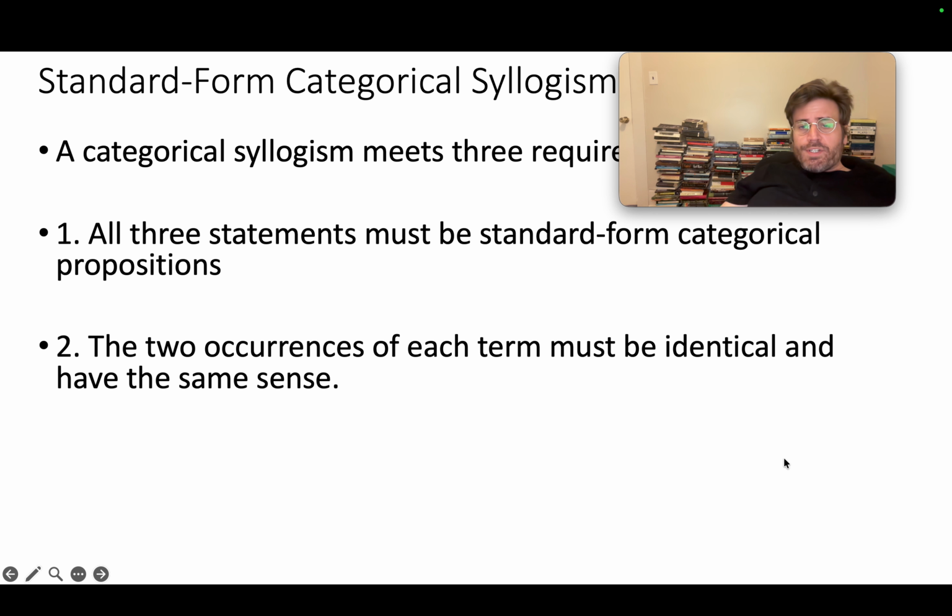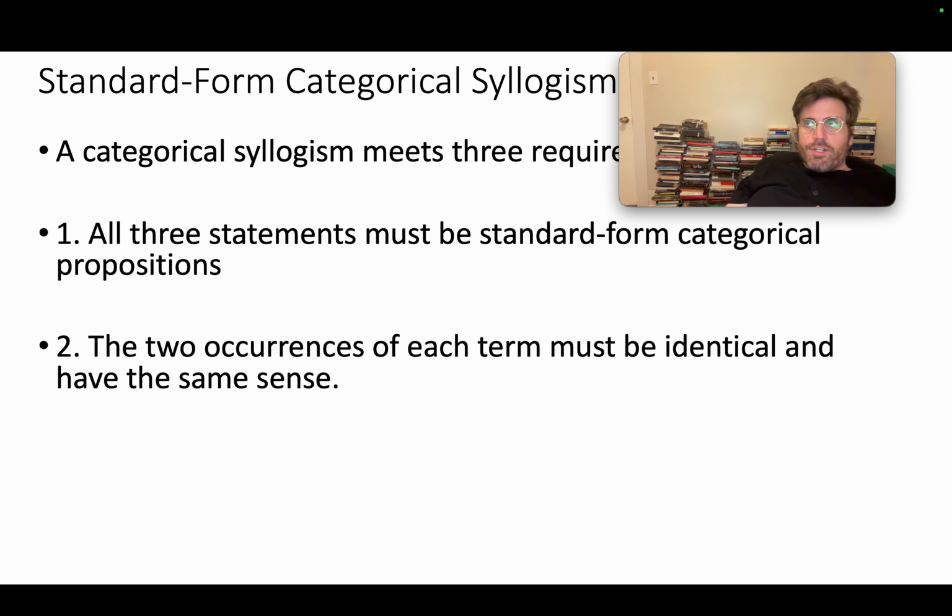Second, the two occurrences of each term must be identical and have the same sense. In other words, the repetition of the terms must really be the same. They must mean the same content. All right, so this is one instance where categorical syllogisms are a little bit dependent on the content of the argument.